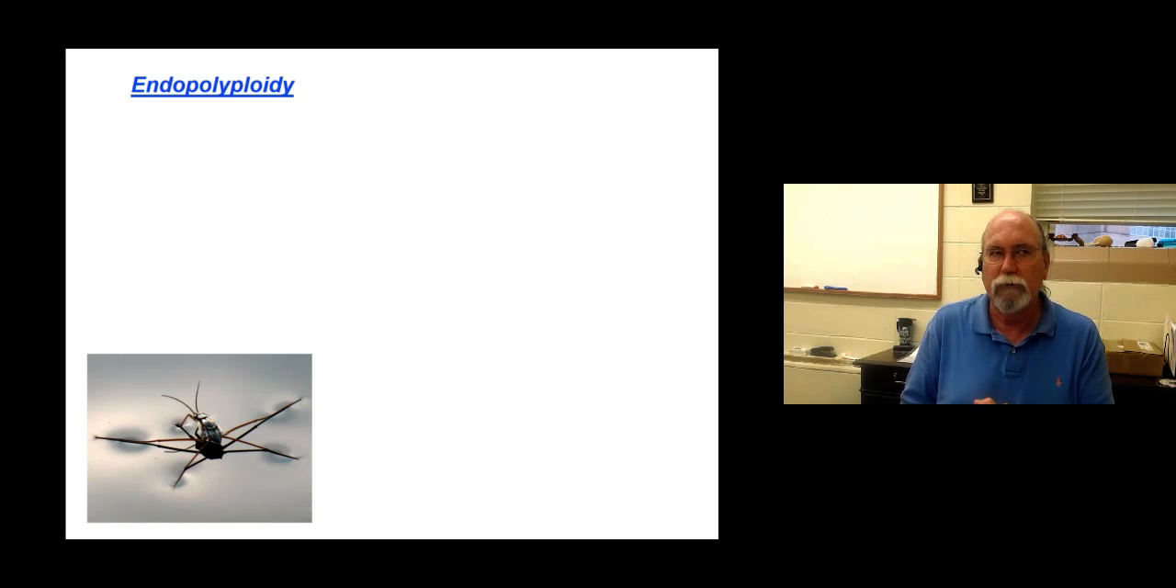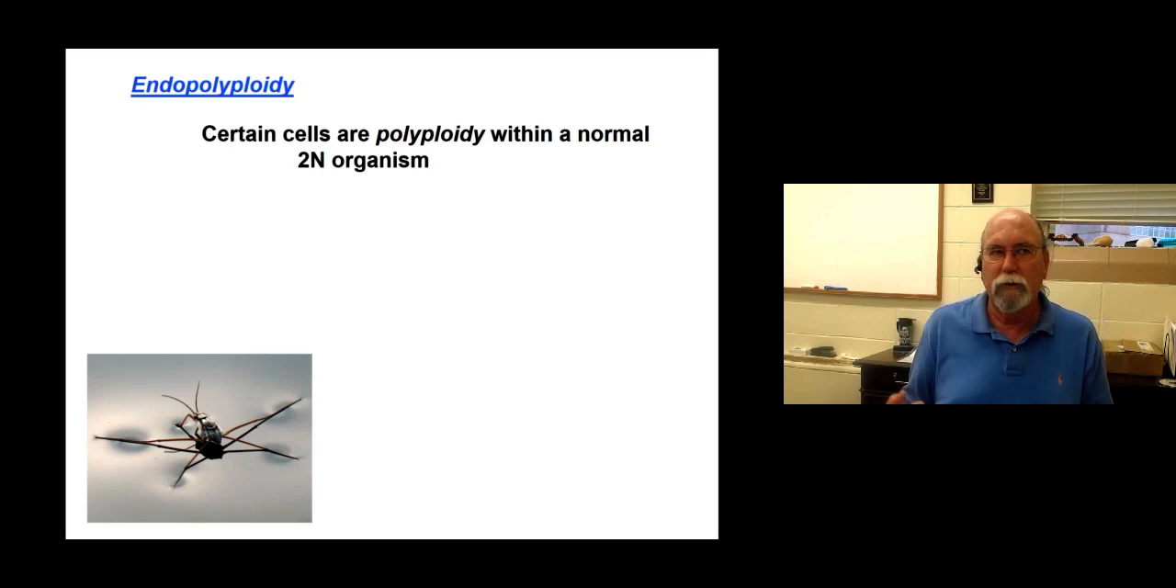Okay, and I want to end this by talking about an odd but important form. This is called endopolyploidy. Now, endopolyploidy relates to that whole concept of mosaicism, but it is something that occurs fairly regularly. It's not really a chance event, in the sense that you can go and look at certain body parts and predict that you'll find some polyploidy there. So this is where certain cell lines are polyploid in a normal 2N organism.